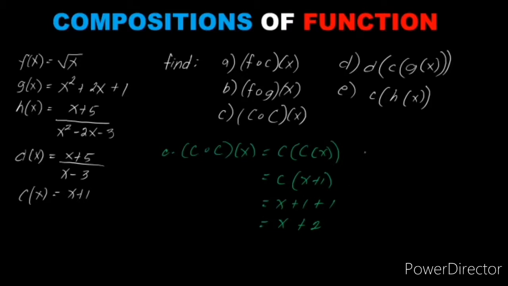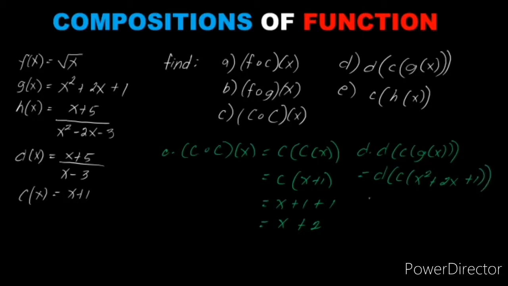Okay, let's proceed with the letter D. So, proceed tayo kay letter D. Ang letter D natin ay D of C of G of X. Ayan. D of C of G of X. So, unahin natin muna yung G of X. So, that's simply D of C. Yung G of X natin ay x squared plus 2x plus 1.